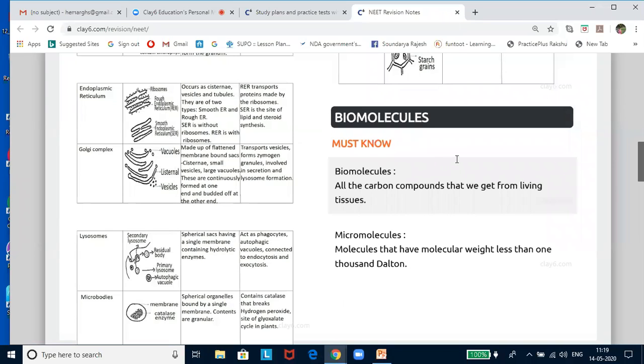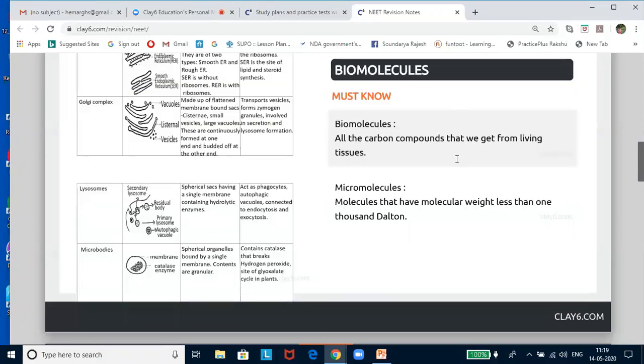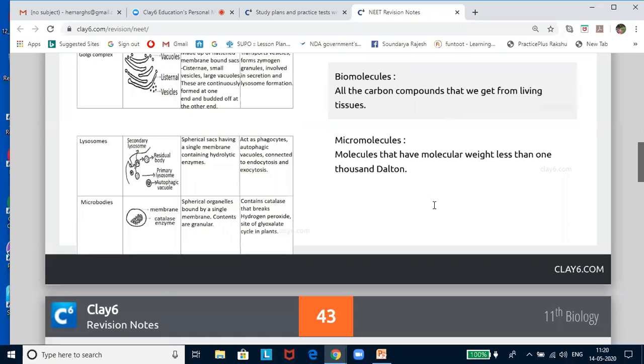Now let me begin with the lesson, biomolecules. So all the elements present in the sample of the Earth's crust are also present in the sample of a living tissue. Closer examination has revealed abundance of carbon and hydrogen with respect to other elements. All carbon compounds obtained from living tissues are called biomolecules. Now, biomolecules whose molecular weights are less than 1000 Dalton are referred to as micromolecules or biomicromolecules.